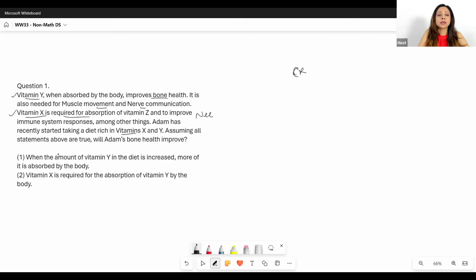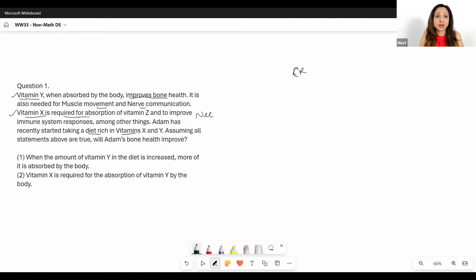look at this. What does my statement one say? Look, assuming all statements are true, I'm given that he started taking a diet rich in vitamins X and Y. Here I'm given that vitamin Y, when absorbed by the body, improves bone health. And that is why I need some additional information, right? If I don't have these statements, then I cannot say whether Adam's bone health will improve or not. Do you understand?